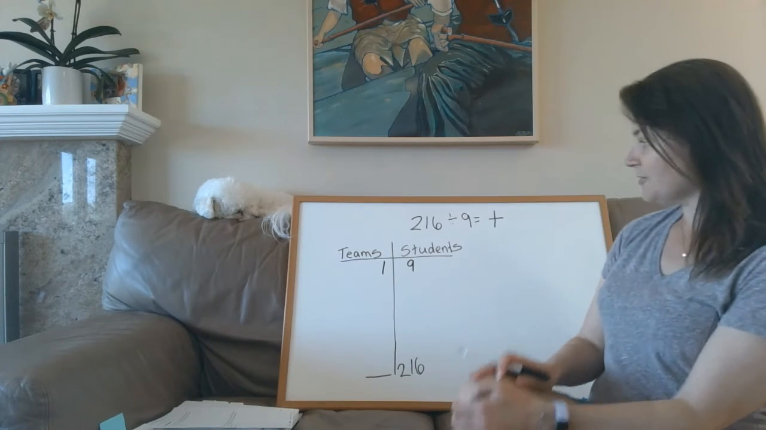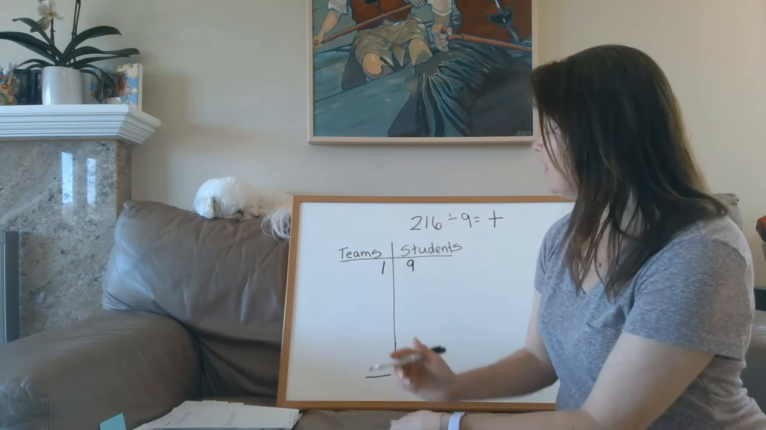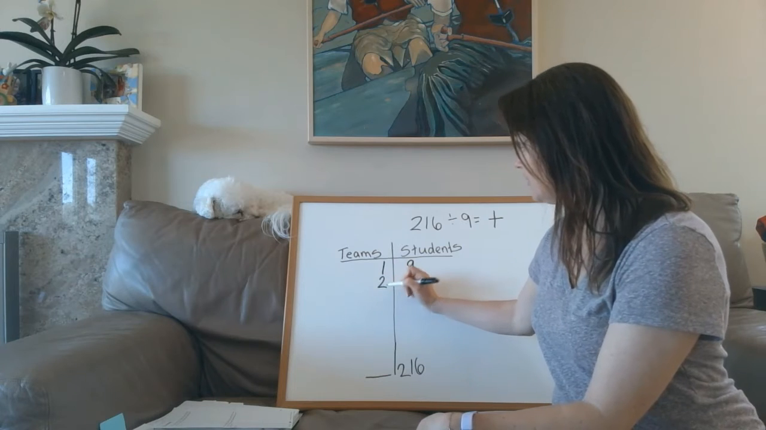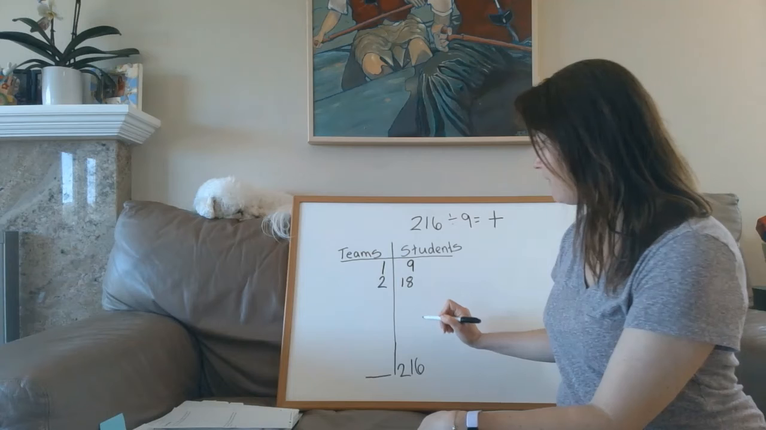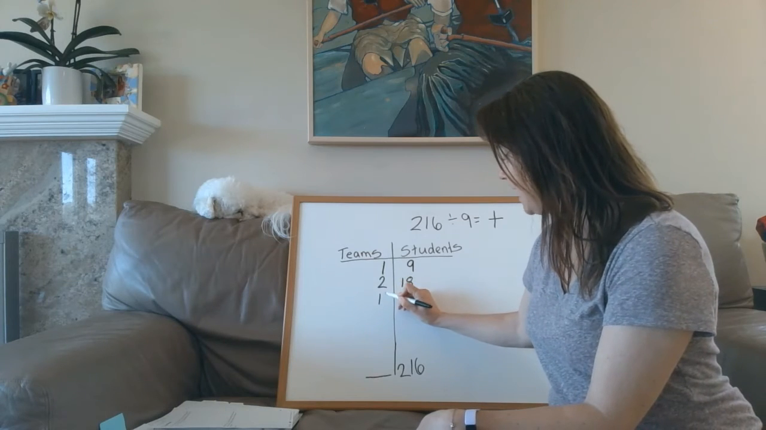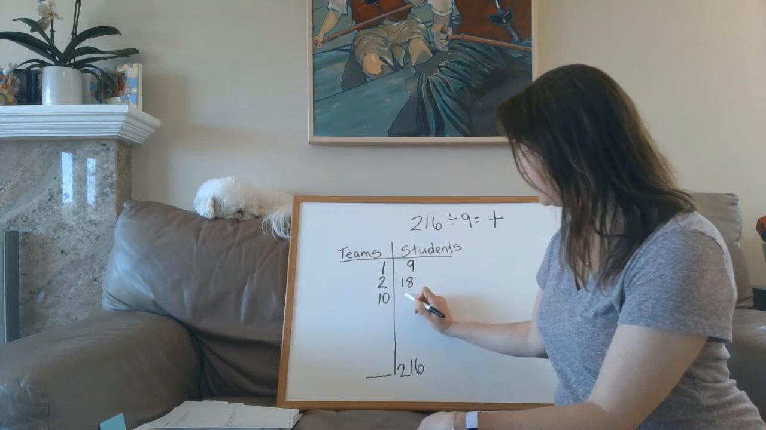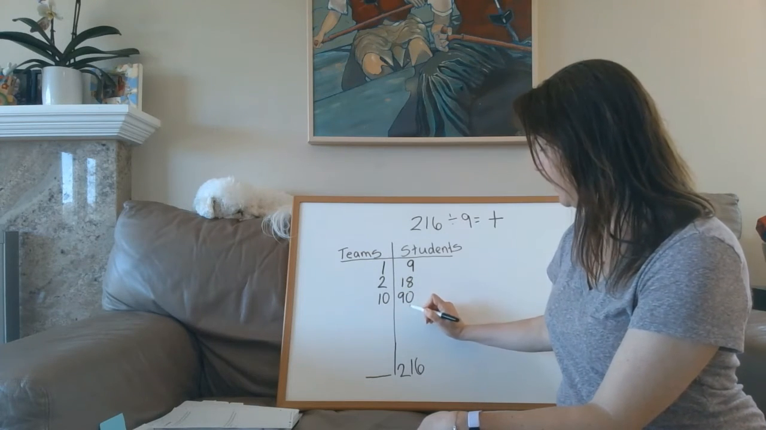Okay, assuming you paused it. With our ratio table strategy, we started with 1, then we double 1 and get to 2. So we double the 9 and we're at 18. Okay, we're not very close. Let's go with 10. 10 times 9 is a friendly one because you just attach the 0. We're getting closer, but not quite.